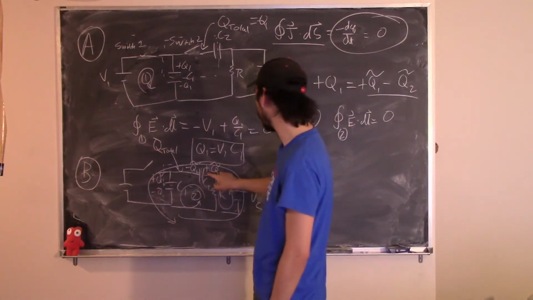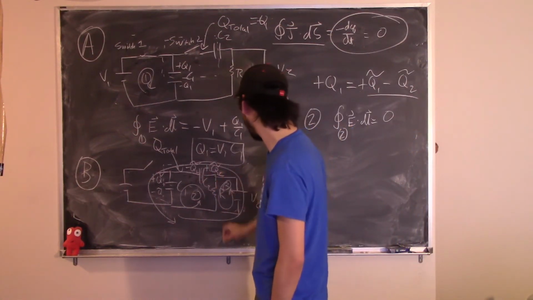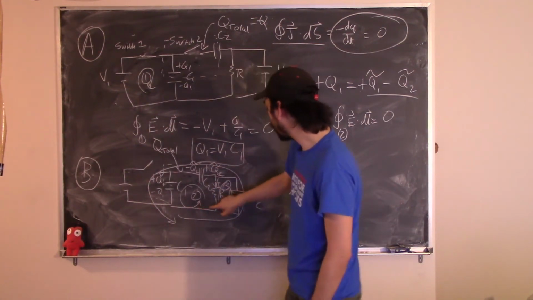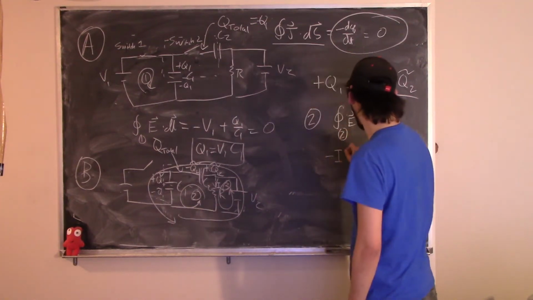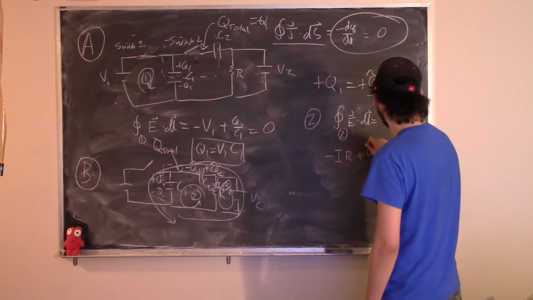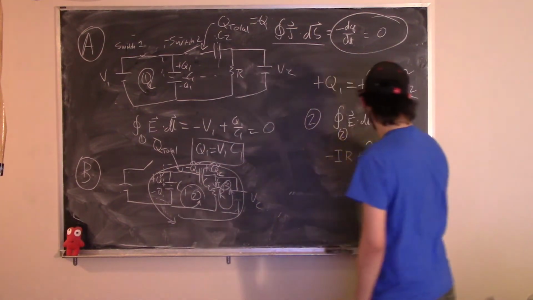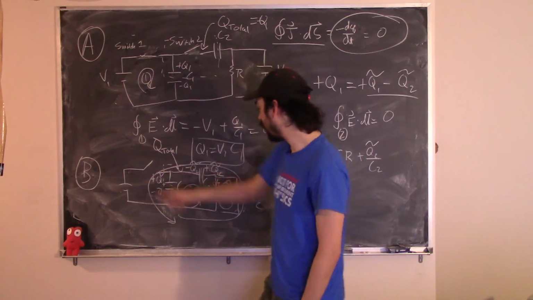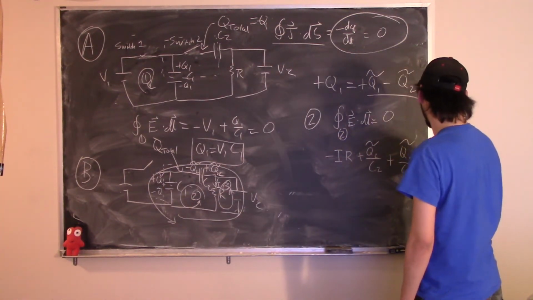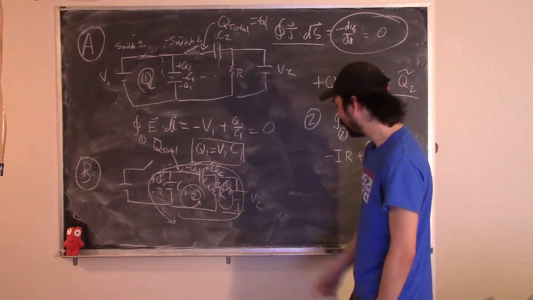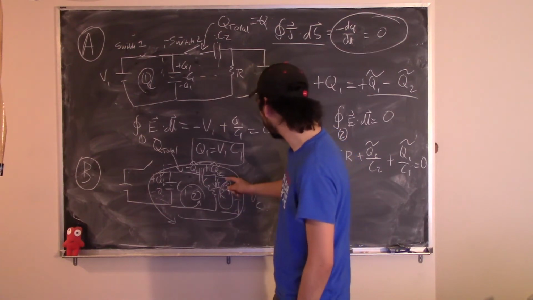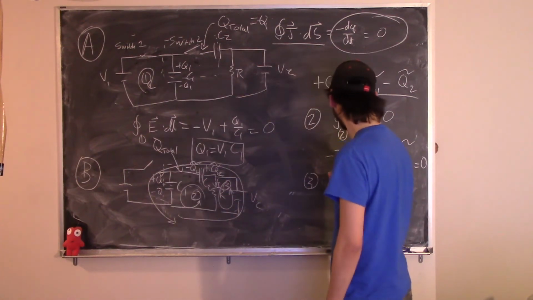0. And so this is going to say, going around here, my current, I didn't define the current. Let's say the current is just I going down. I'm going to have some minus I times R, some plus Q2 tilde divided by C2, and then plus Q1 tilde divided by C1 is equal to 0. Okay? The second loop, pretty simple.